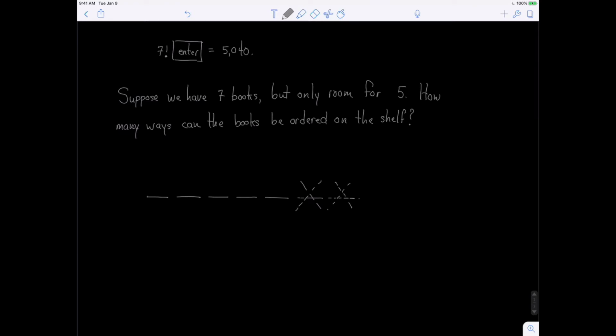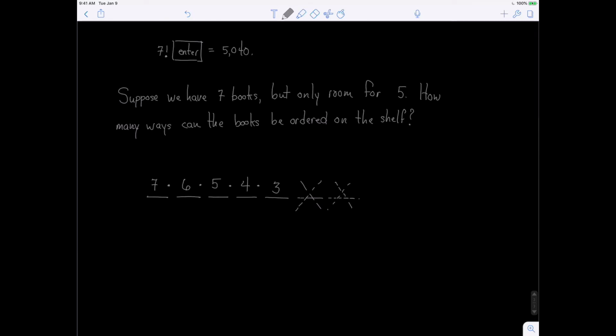Now, when you go to order the books, how many books could be put into that first slot? 7 books. But then you have 6 books remaining, so there are 6 different books that could be placed in the second slot. Now you have 5 different books to consider for the third slot, 4 books for the fourth slot, and 3 books for the fifth slot. By the multiplication rule, we multiply these up, and that gives us our answer.